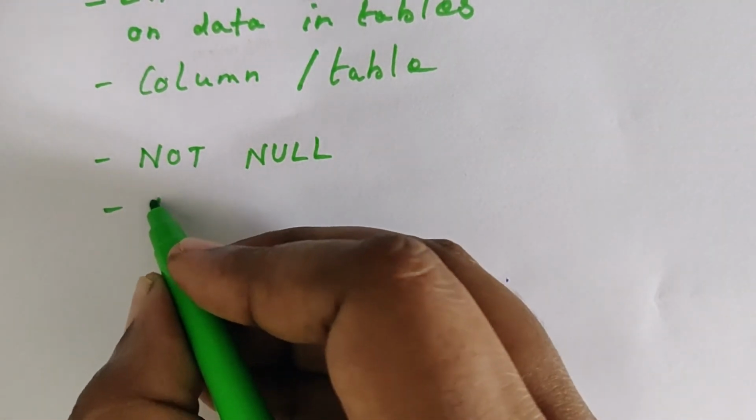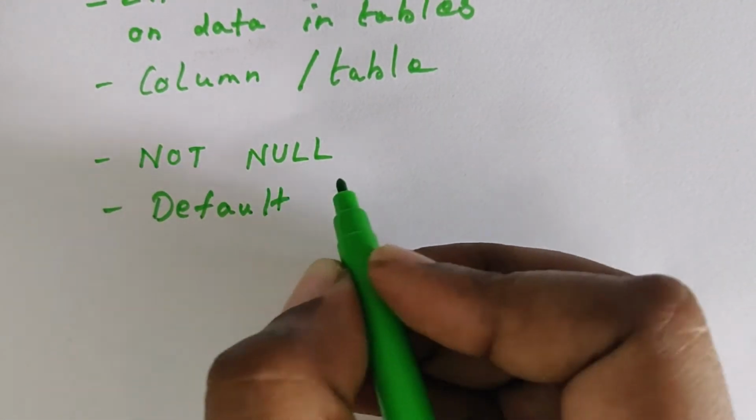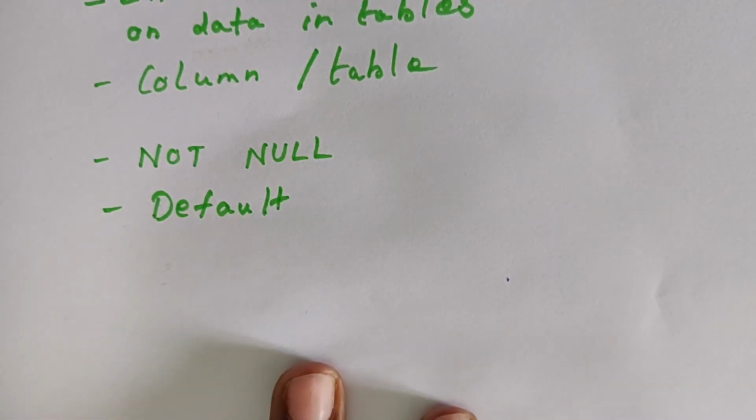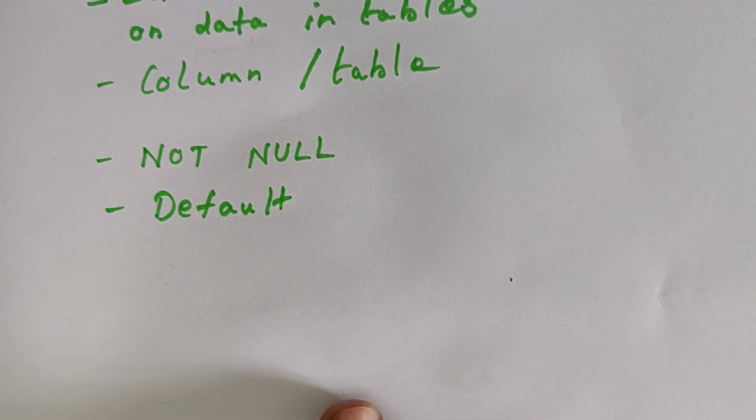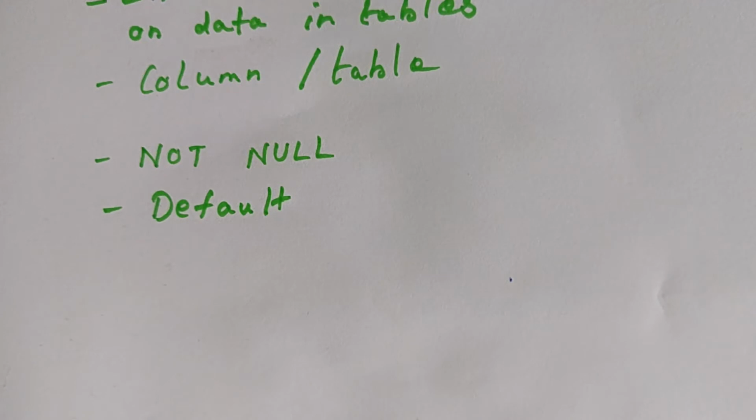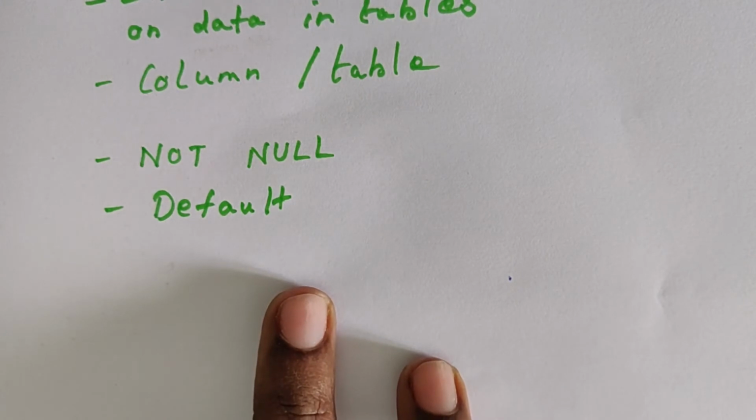And the second one is DEFAULT. This default constraint is used when we want to give a default value for any column or field, which won't be changed. For example, if you have a bank details table with a column called IFSC code, the IFSC code will be the same for that branch for all the customers, so we can make it a default value, applying the same value throughout all the records. This default constraint is used for that.